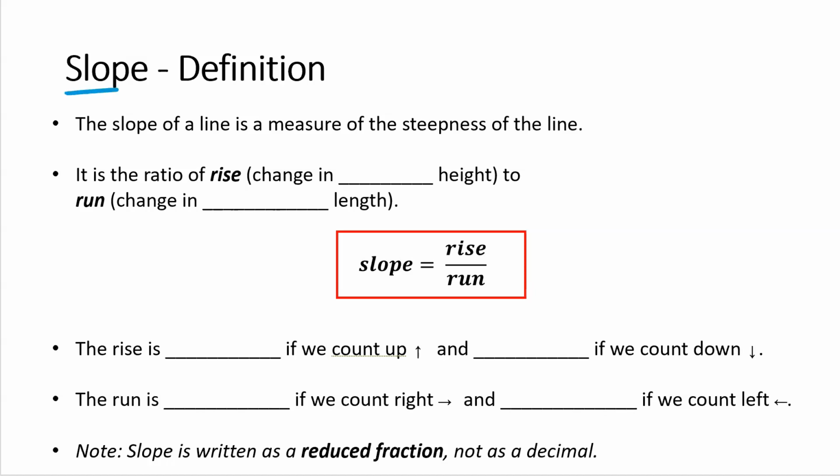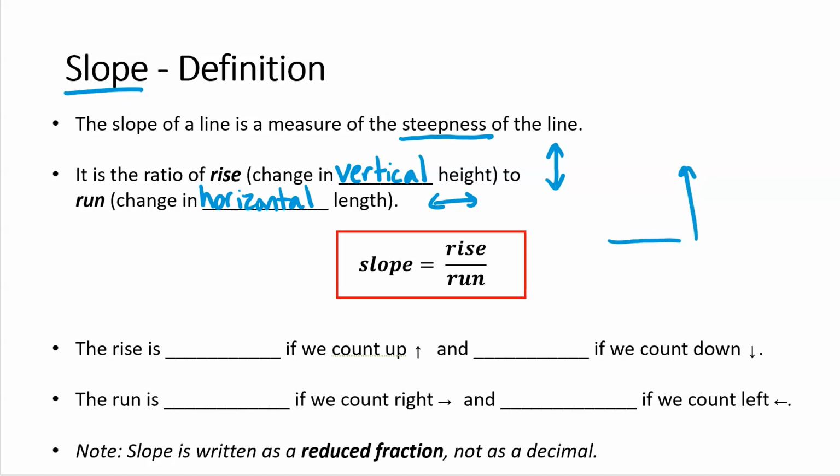For this lesson, we're going to be looking at slope, and slope is simply the steepness of a line. Mathematically, it's the ratio of the rise, which would be how far you went vertically, up or down, versus the run, how far you changed horizontally. So how far across you went. So if you went up a bit and across a bit, the slope would be the ratio of that, or the steepness of that line.